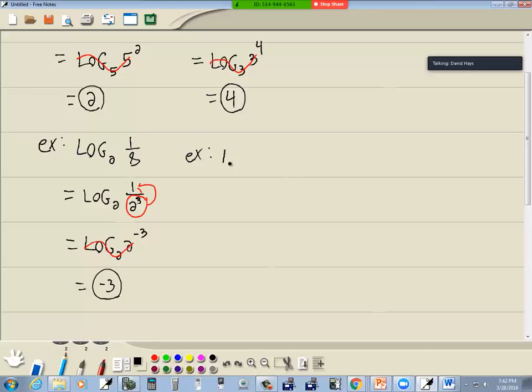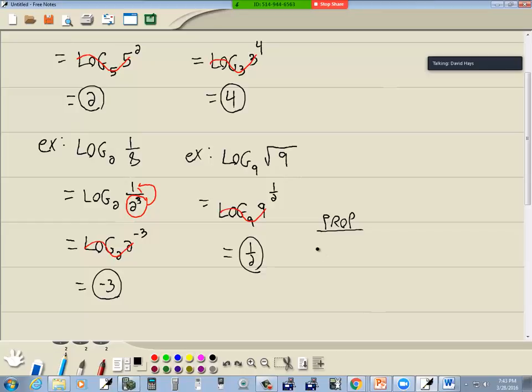One last one. If you got a radical of some sort, then always rewrite the radical in fractional power form. Square root of 9, for example, is 9 to the 1/2. You notice when I do that, 9's match, so log and 9's going to cancel, and our answer is 1/2.